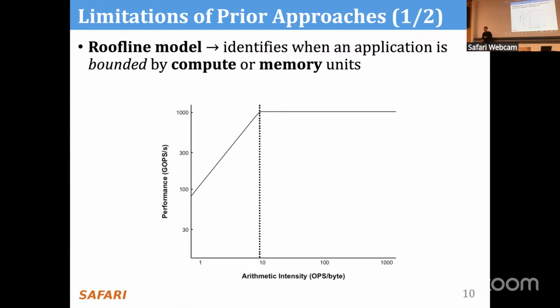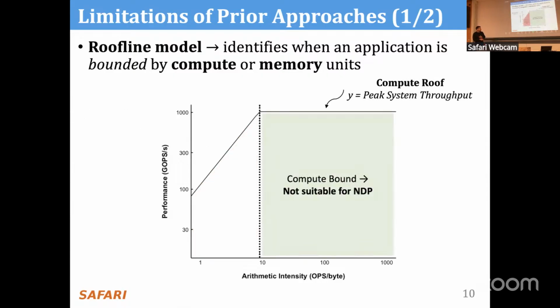And then there are two roofs in this model. The first roof is called the compute roof, and it is equal to the peak system throughput. If your application lies below this compute roof, it means that your application is compute bound. I'm loading some data, and I'm doing a lot of computation on the amount of data that I'm loading, and this gives me some X performance here.